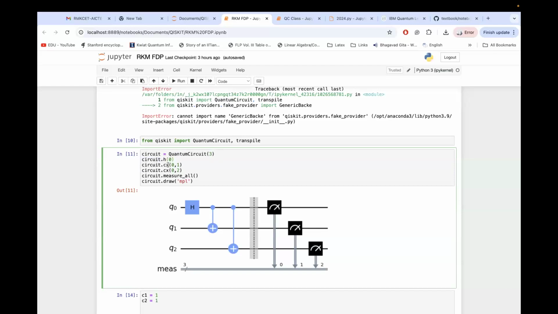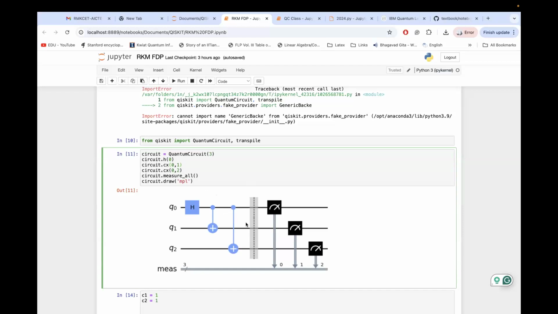And circuit dot cx of 0, 1. That means there exists a controlled NOT operation. What it does, the controlling qubit is going to be 0th qubit, and the target qubit is going to be first qubit. So this CNOT operator is operating between 0 and 1. That is, 0 is the control qubit, 1 is the target qubit. And we can define the position information here. And the third gate is a CNOT gate, operating between first and third qubit. So circuit.cx of 0, 2.